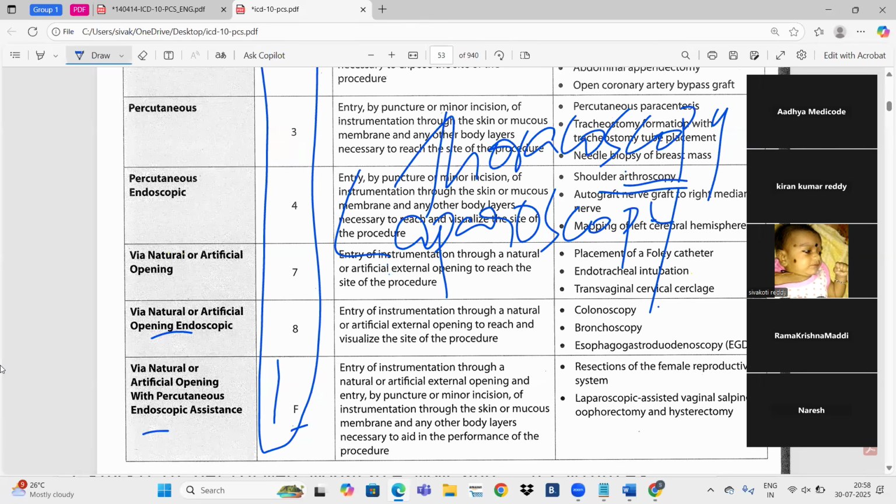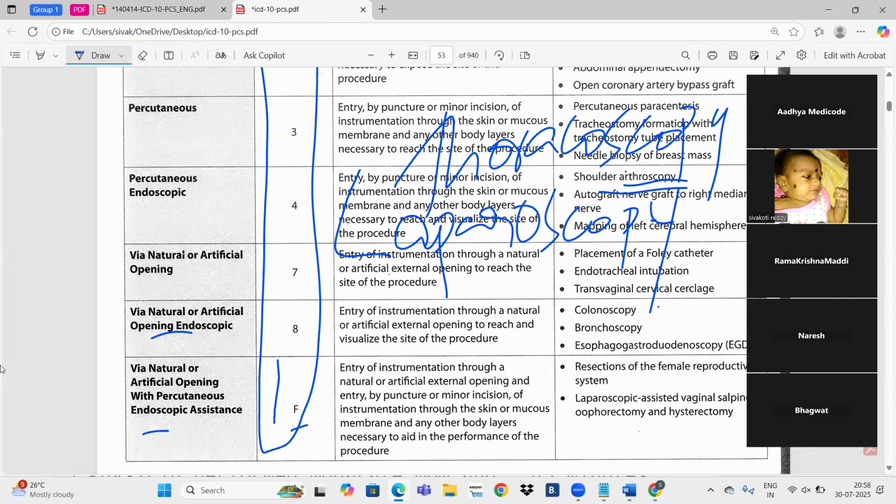Tell me some natural routes in our body. Oral, nasal, rectal. Yeah, oral, nasal, rectal. Okay. So if they use these natural routes to complete the procedure, like Foley catheter placement, endotracheal tube intubation, feeding tube, nasogastric tube placement, they are using natural routes, either mouth, nose, rectum, vagina, penis, and completing the procedure by a natural or artificial opening. Next, by a natural or artificial opening, endoscopy.